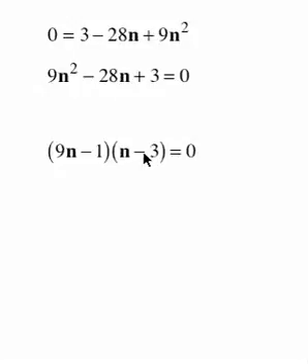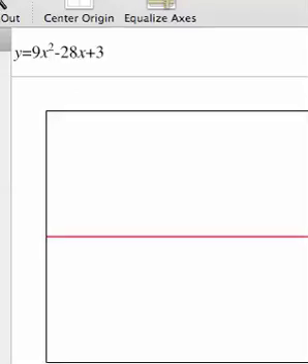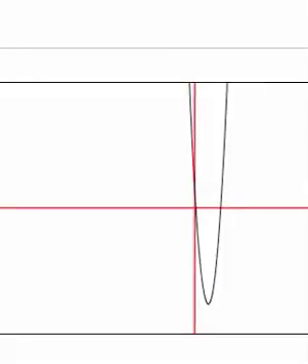Now, the next part, we have two things that multiply to give us 0. Okay, so I put that equation in. Instead of being 0, I made it y equals 9x squared minus 28x plus 3. Instead of n's, I'm using x's, of course. And I'm graphing that, and it gives me a graph that looks like this.